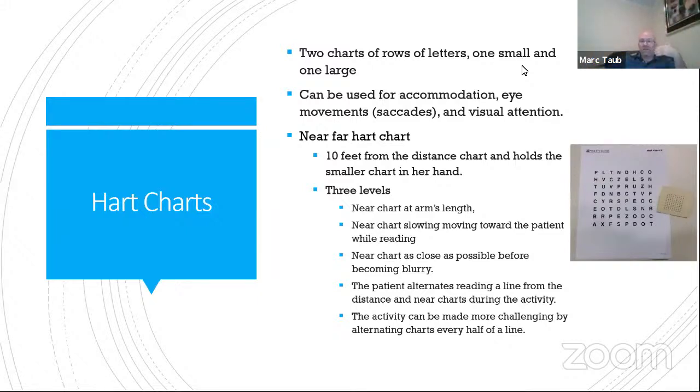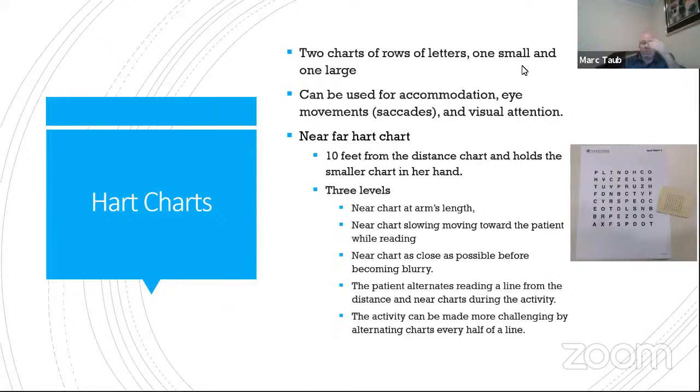And there are three levels for near-far Hart chart. For this activity, the distance chart is about 10 feet away from the patient. So the first level simply has the patient holding up the near chart, the small chart that you see there, it's kind of the yellow one, holding that chart out at arm's length. You can do this monocularly, but then later on you do this binocularly.